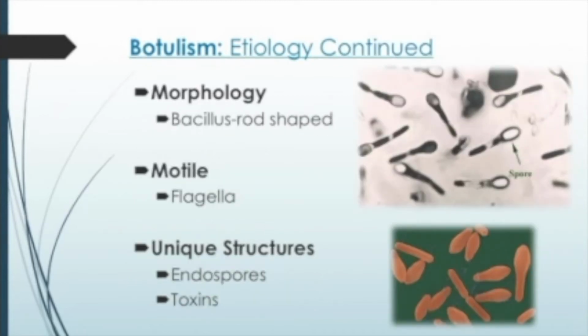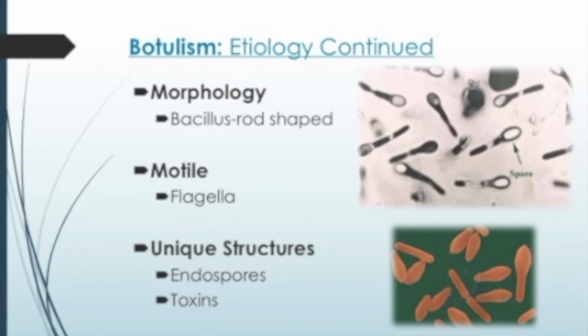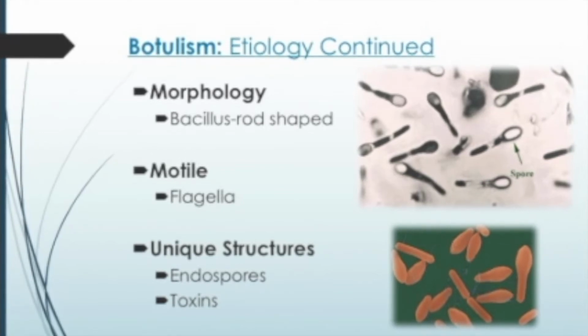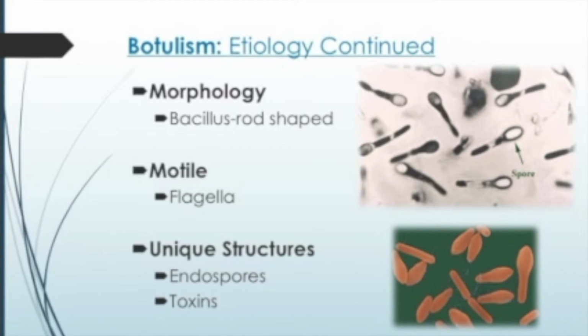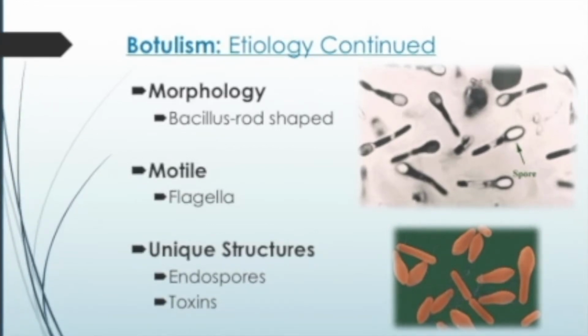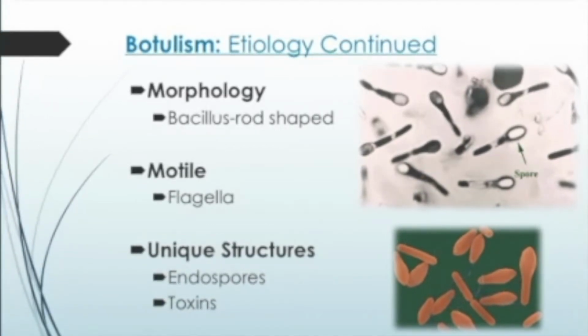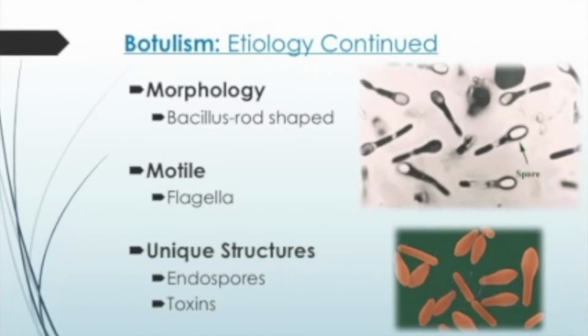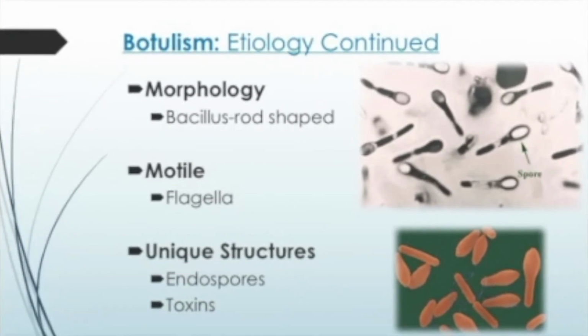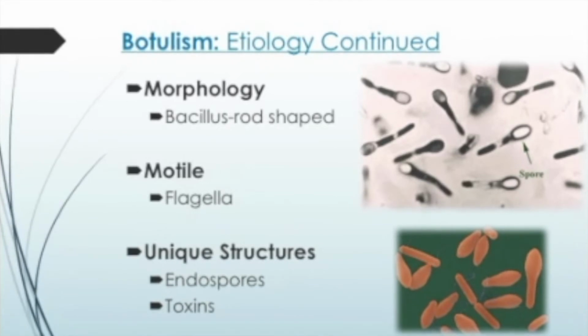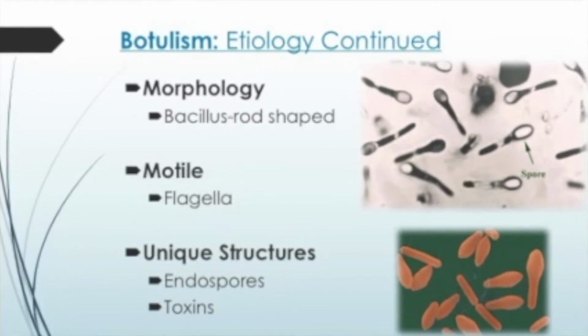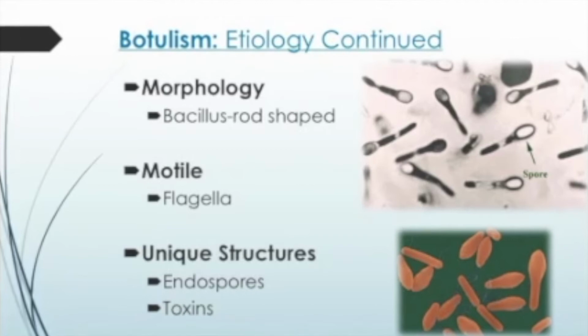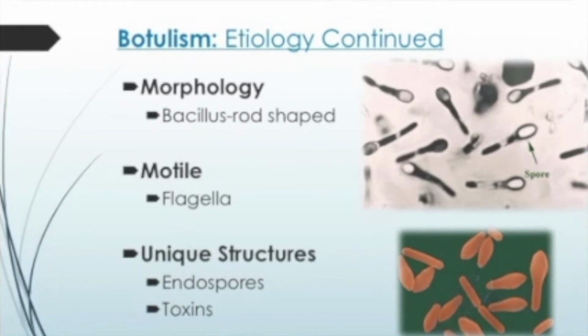This next slide is more of botulism's etiology, talking more about the shape and its structure. So the shape of Clostridium botulinum is oblong and thin like a rod, as you can see in the pictures, so it is considered to be bacillus. It's motile, which means it's able to move. It moves through the use of flagella, and you can see that in the picture on the bottom.